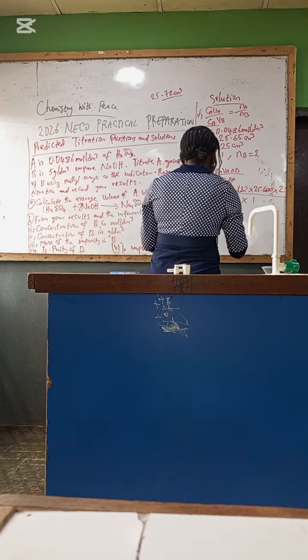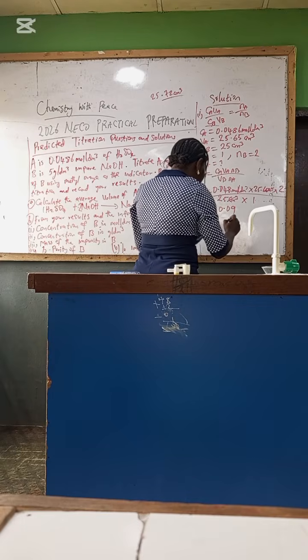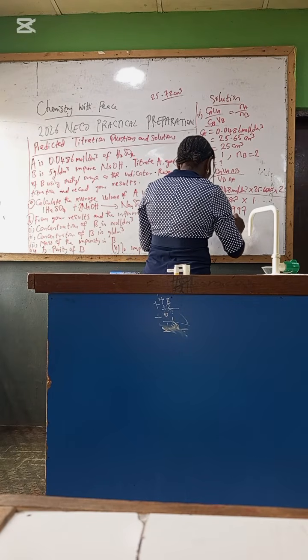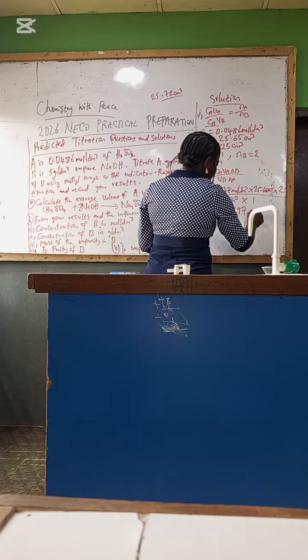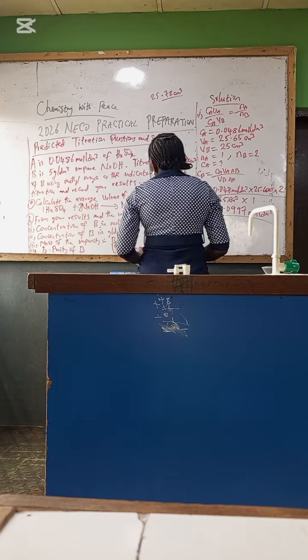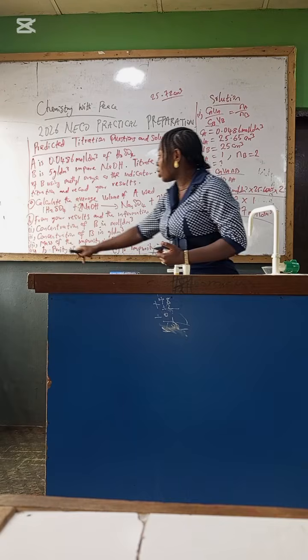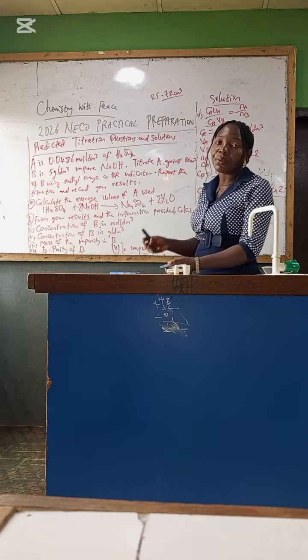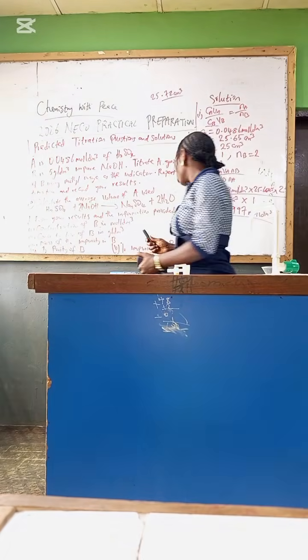So that's what our CB is: 0.0997 mole per dm cube. So we just solved the first question. Then the next question says concentration of B in gram per dm cube. This is the mass concentration.